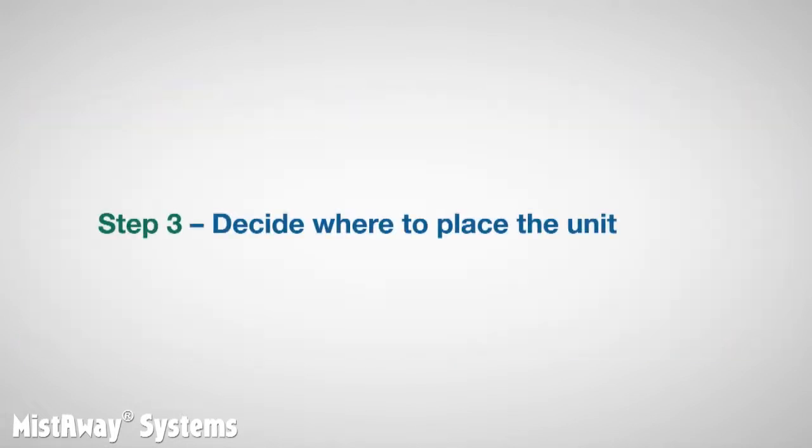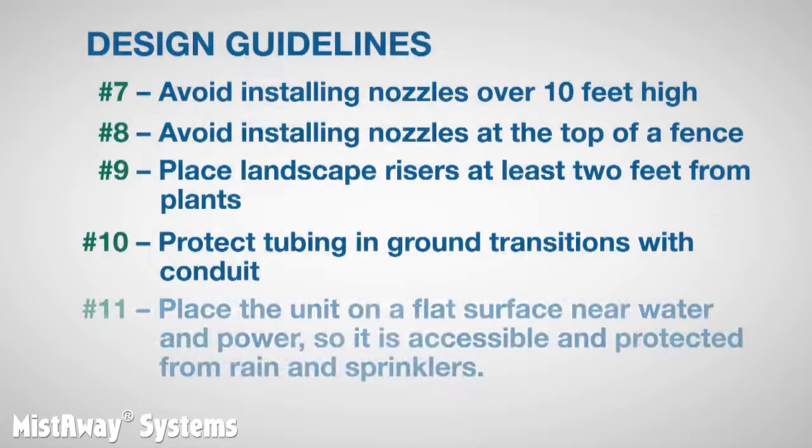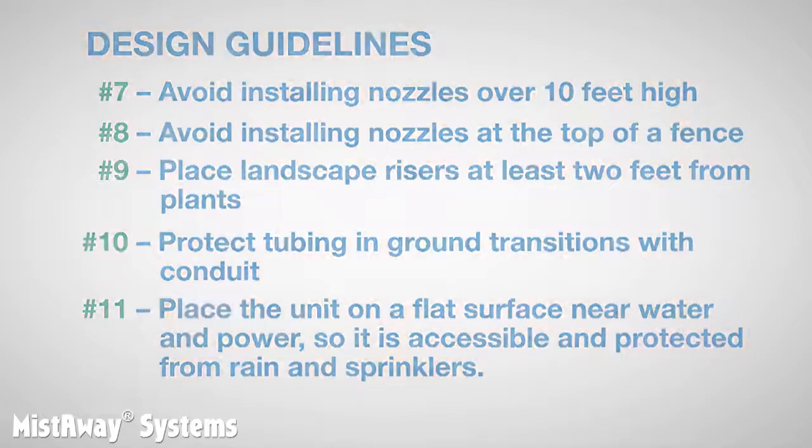Now that you've conceptualized the nozzle circuit path and identified specific nozzle locations and transitions, step number 3 is locating an ideal spot for the misting unit. Guideline number 11 says that a location should have the following characteristics. It offers a flat surface for the unit, there is easy access to electricity and water, the unit is accessible for replenishment and maintenance, and the unit is protected from water runoff from the roof and spray from nearby irrigation heads.